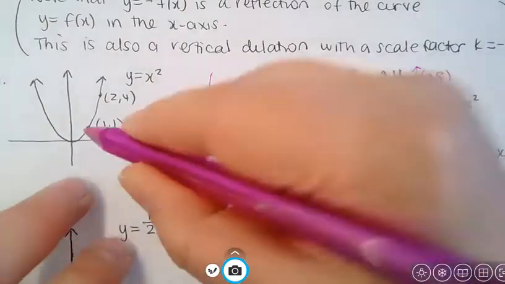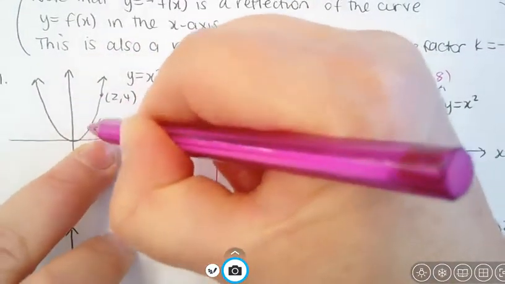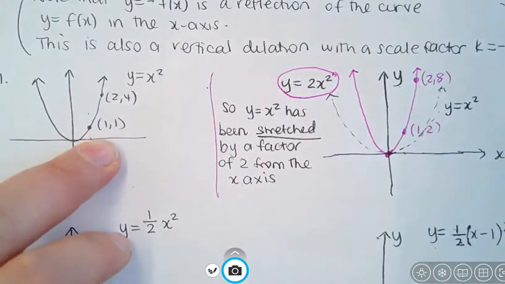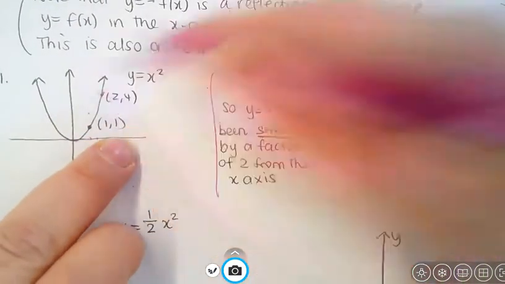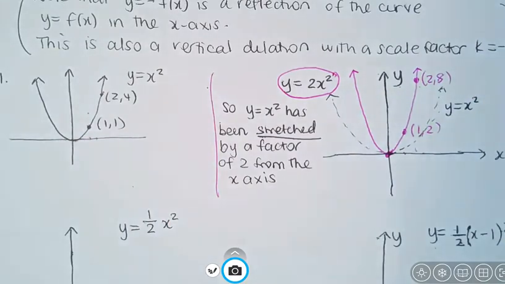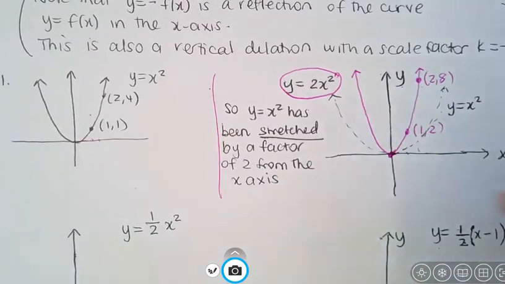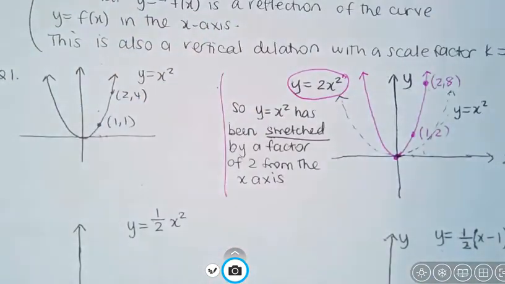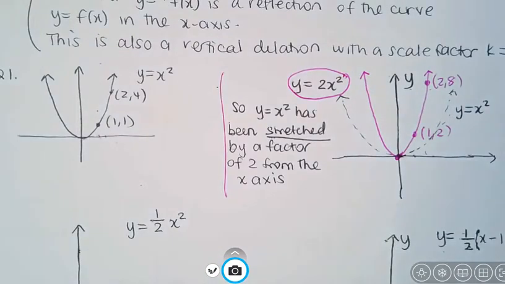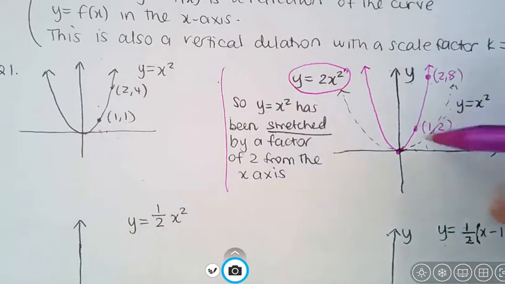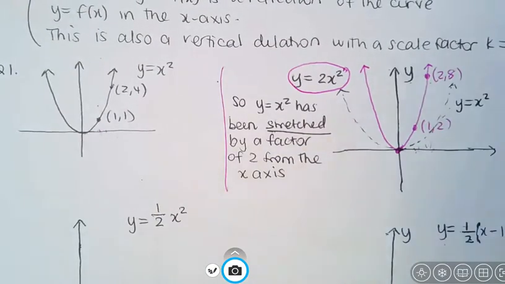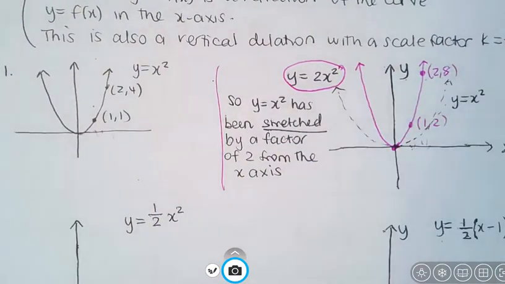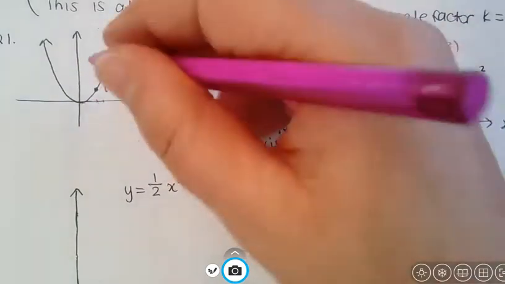So what do we mean by that? Before, we had the point 1, 1, but it's been stretched to double that from the x-axis. That's how your textbook describes it. This point was 2, 4. It's now 2, 8. So the y value has been stretched from the x-axis, from there upwards. So it's gone from 1, 1 to 1, 2, and from 2, 4 to 2, 8. I know my diagram is really bad, the dotted one, but I'm just trying to show that this is steeper than that.